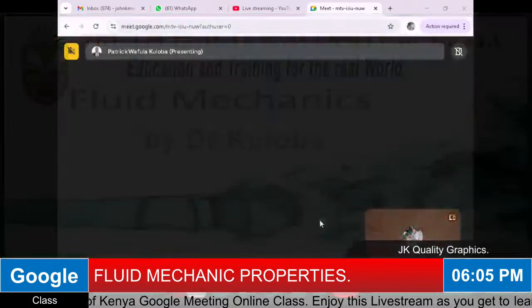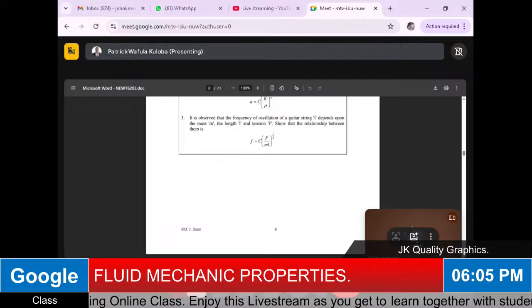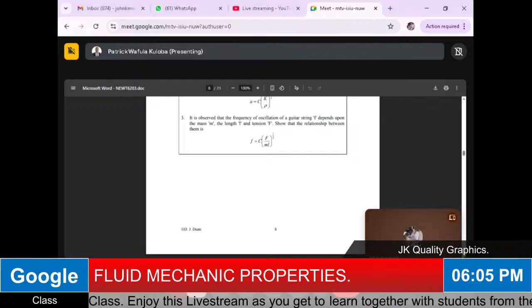For M, M raised to 0 is equal to, on the right hand side, M raised to A and M raised to C. So 0 is equal to A plus C. Let's go to the next one. For L, L raised to 0 is equal to L raised to B and L raised to C. So 0 is equal to B plus C.